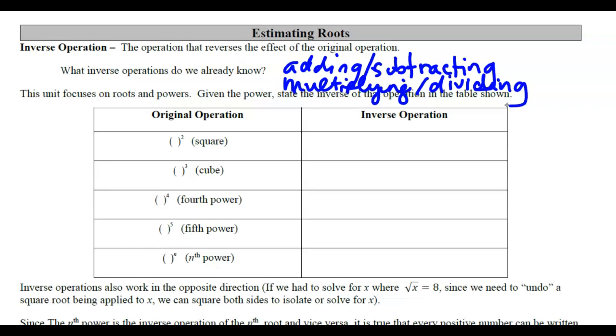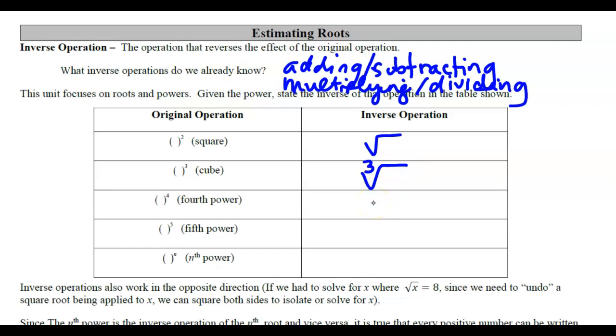Okay, what's the opposite of squaring? What did we talk about yesterday? Square rooting. Right. So I'm just going to use the symbol, not going to use the words. Okay. Opposite of cubing, we did yesterday. We just gave it away. Cube rooting, right?